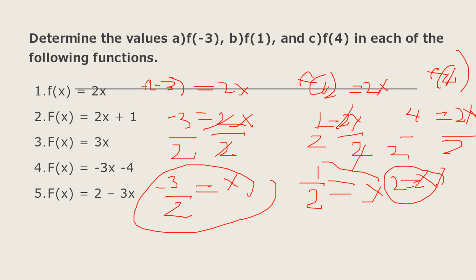Well, that means we have the ordered pairs. The ordered pair of negative 3 is negative 1 half. Negative 3 halves. The other is 1 half and 2. Okay, so perhaps you can do it now on your own. So number 1 is just a bonus for all of you.